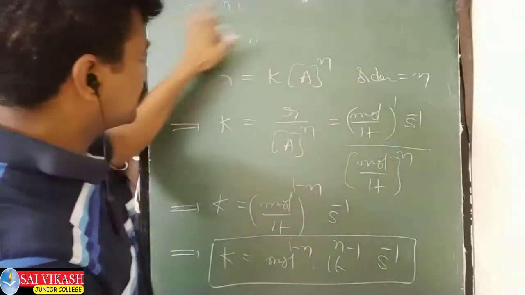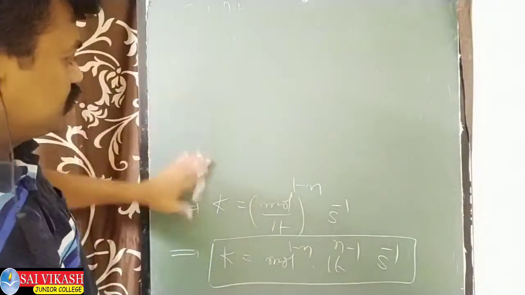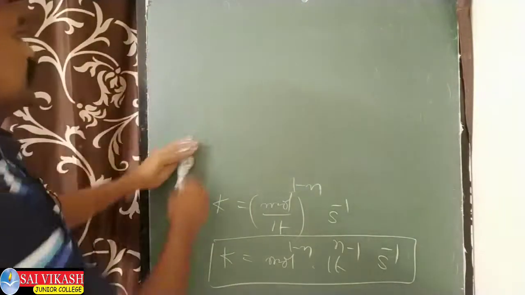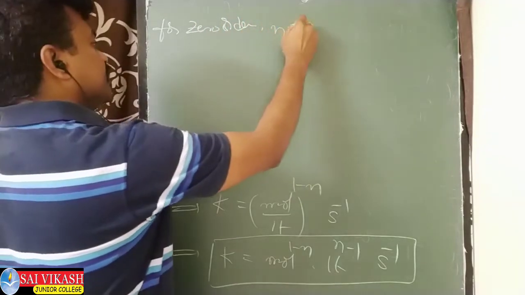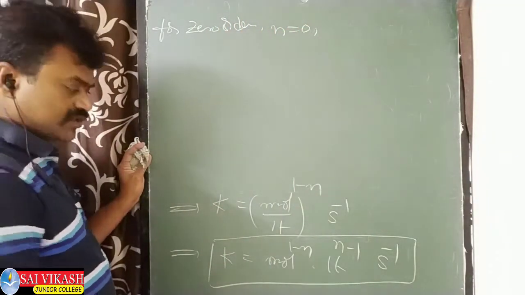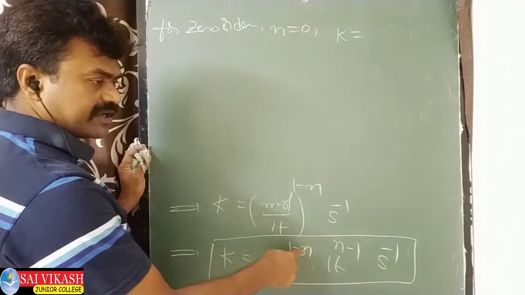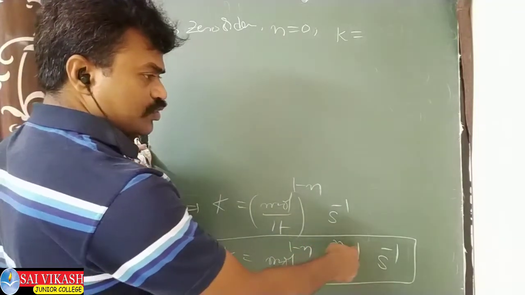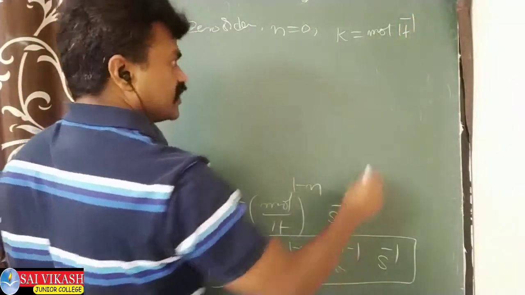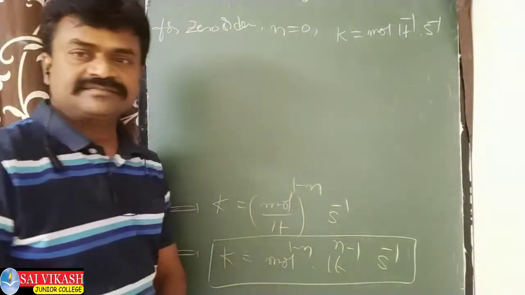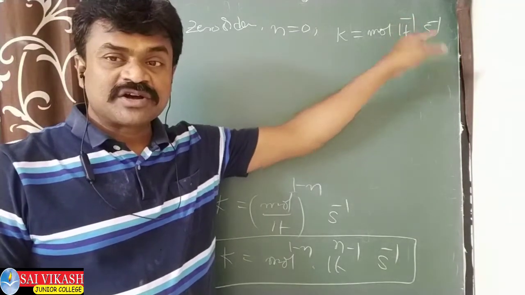If you take n equal to 0, means zero order, what is the unit of the zero order rate constant? See, for zero order, n equal to 0. In this formula, K will be mole power 1 minus 0, liter power 0 minus 1. What will we get? Mole power 1, liter power minus 1, second inverse. This is nothing but mole per liter per second.